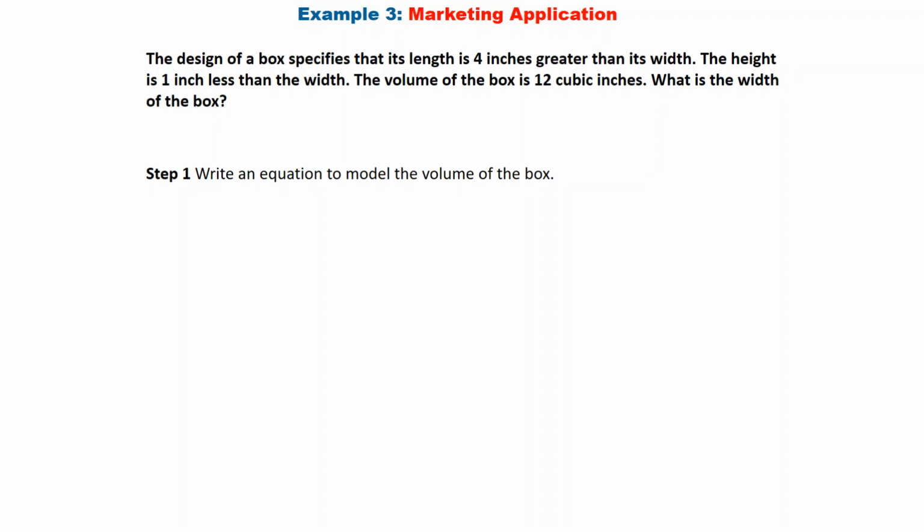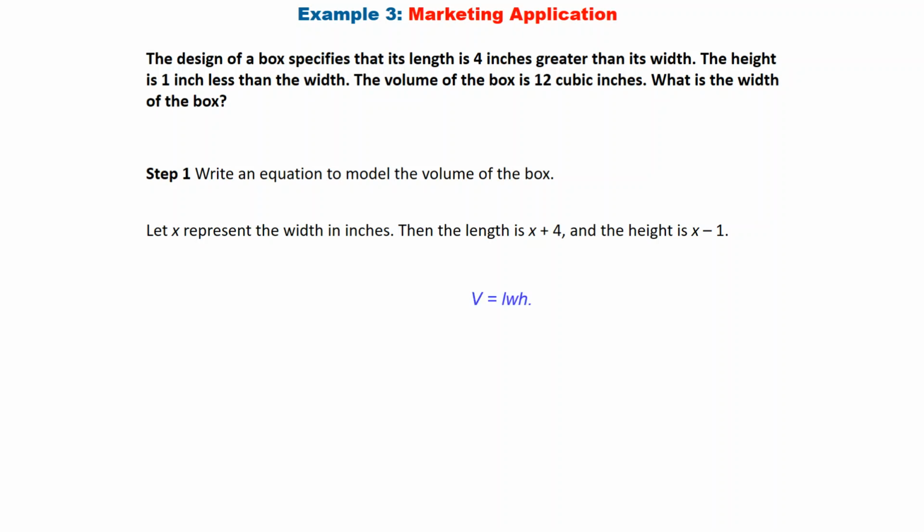So let's let width equal x, and then we can let the length equal x plus 4, and the height can equal x minus 1, as what the instructions tell us. So there that is. And next we need to remember what the formula for volume is, and we know the formula for volume is length times width times height. So now all we have to do is multiply those three together, x times x plus 4 times x minus 1, and that tells us that equals 12, the volume, which is 12 cubic inches.